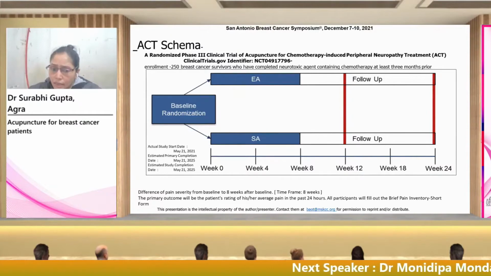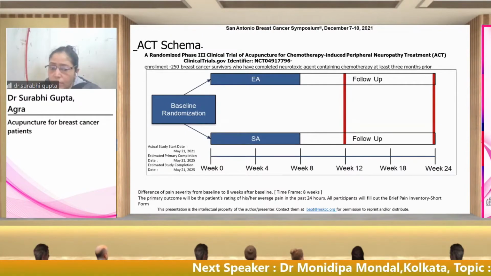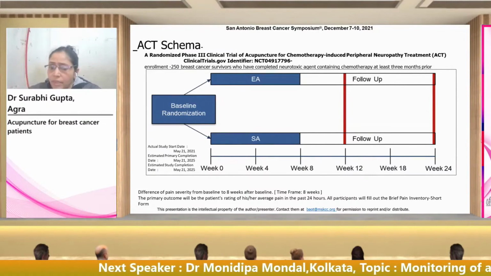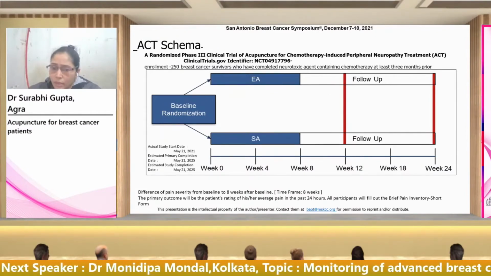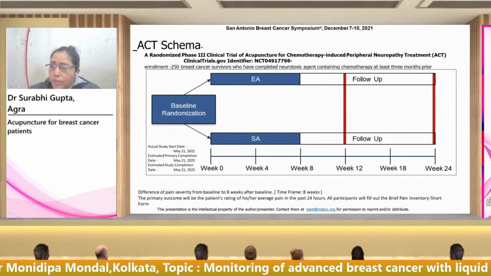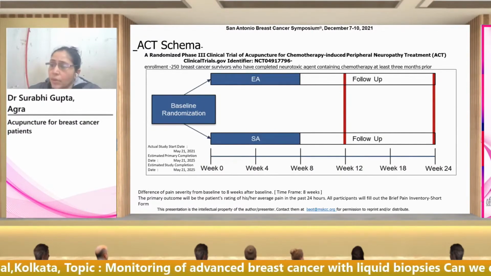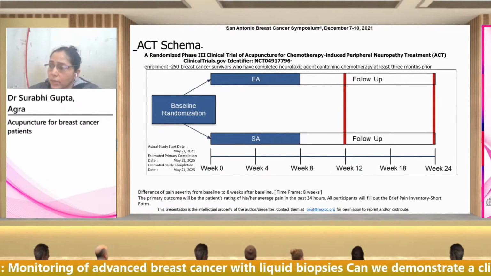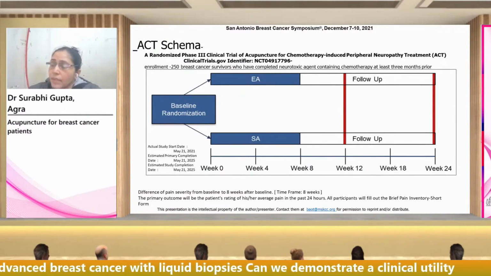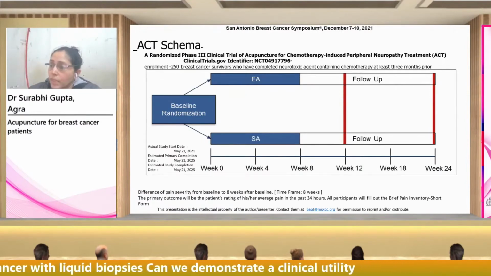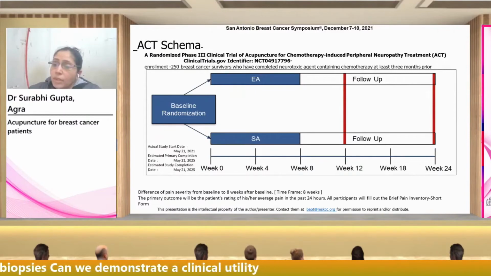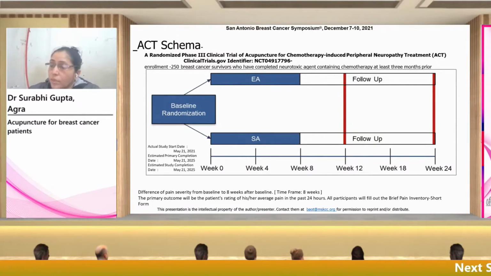This is currently an ongoing trial, its start date was 21st May 2021, and the estimated study completion date is 21st May 2025. They have targeted to enroll 250 breast cancer patients who have completed their neurotoxic chemotherapy at least 3 months prior to enrollment in the study, and patients must have moderate to severe neuropathic pain. Patients should not have a pacemaker or electronic medical devices, so these patients are excluded from the study, and patients should not have taken acupuncture therapy for any reason within 1 year of enrollment.